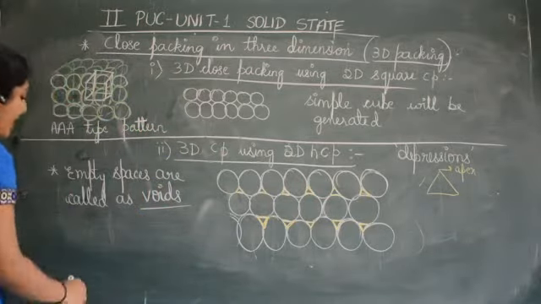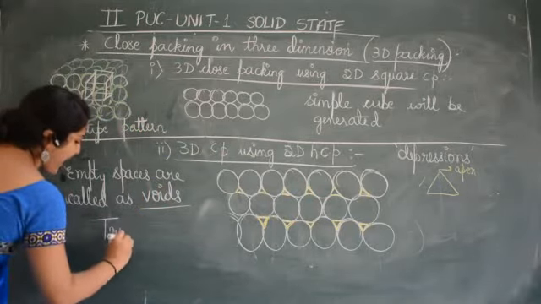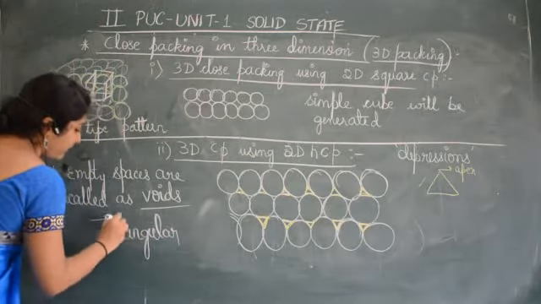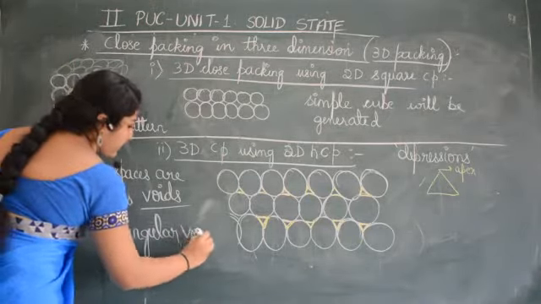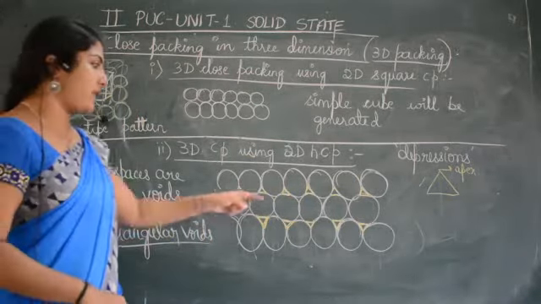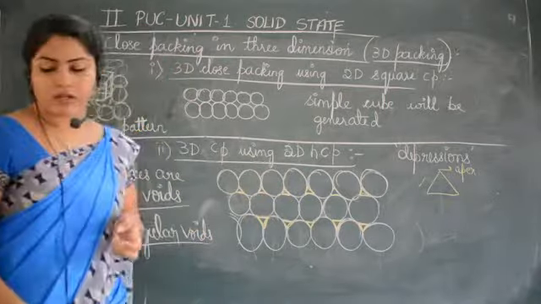What are they called as? Triangular voids. Triangular shape empty spaces in two-dimensional HCP are called as triangular voids.